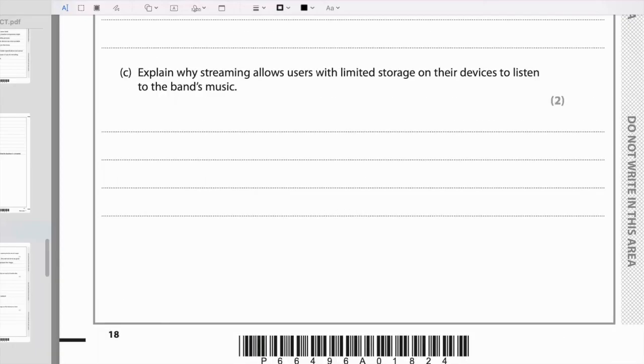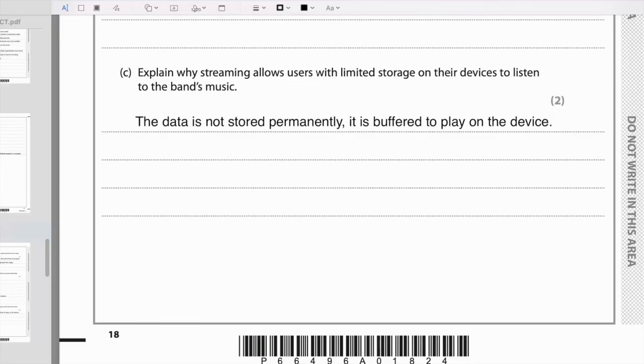C. Explain why streaming allows users with limited storage on their devices to listen to the band's music. The data is not stored permanently, it is buffered to play on the device.